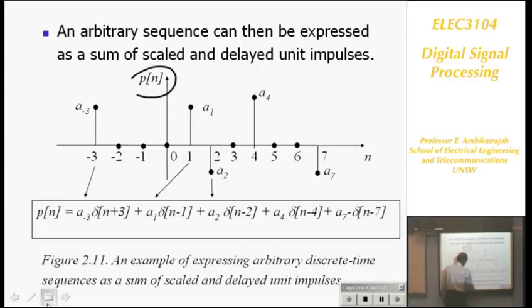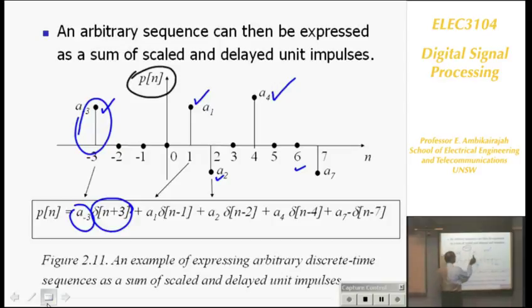How do you represent this signal p[n]? Well, you could say it has a value here, a value here, a value here, and a value here. How do I represent this value? I take an impulse, shift it to that position, and multiply the whole lot by it. So a[minus 3] multiplied by delta[n plus 3] will give you that value only. Then how do I get this value? Take an impulse, shift to 1, delta[n minus 1], multiply by the whole signal, I'll get a[1]. Then how do I get this a[2]? Take an impulse, shift by 2 and multiply by a[2]. The whole signal doesn't matter.